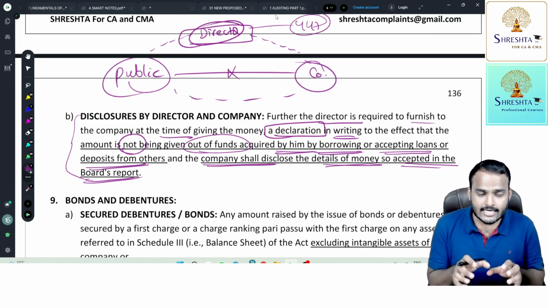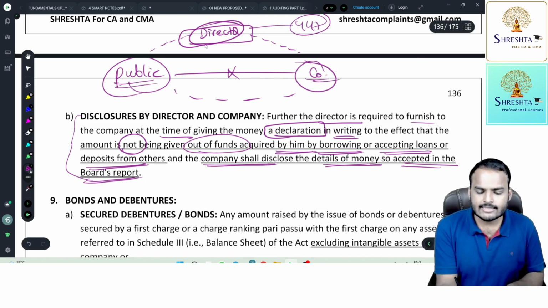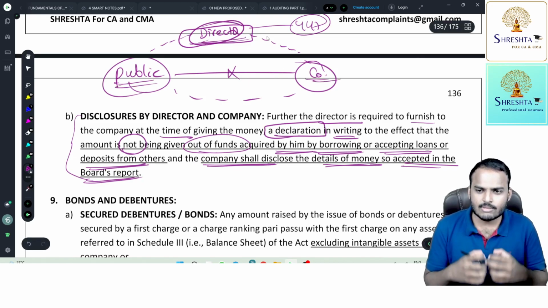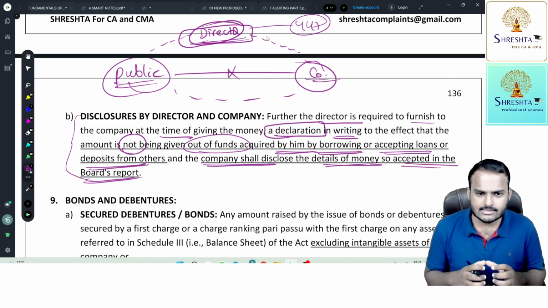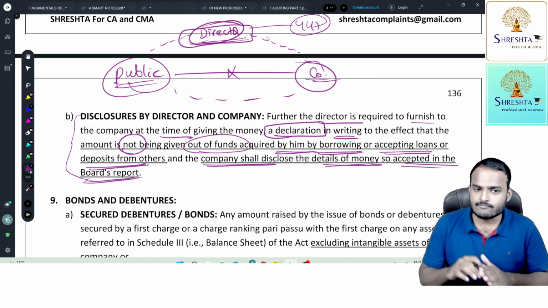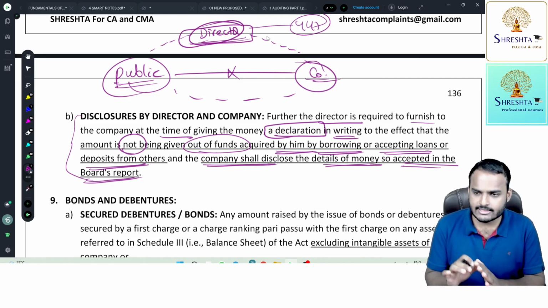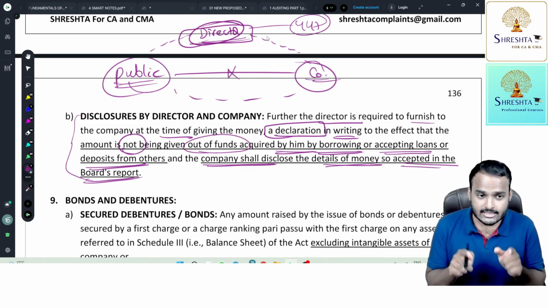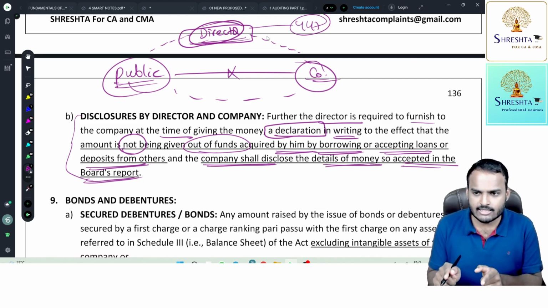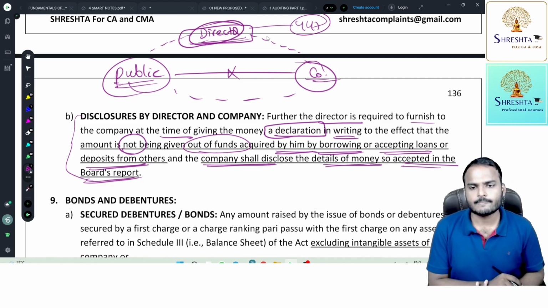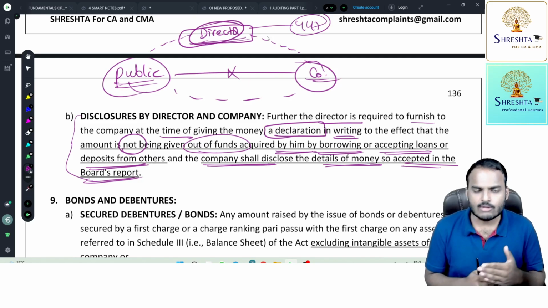So they may use director, public or company may use director as an intermediary to get funds from the public. If this happens, definitely penal consequences would be very high. So that's the reason, director can lend money to the company. Director can lend money to the company, but he need to give a declaration and disclosure of the same should be done in board report also. Understood, ma? So parties, one more party added, that is director.